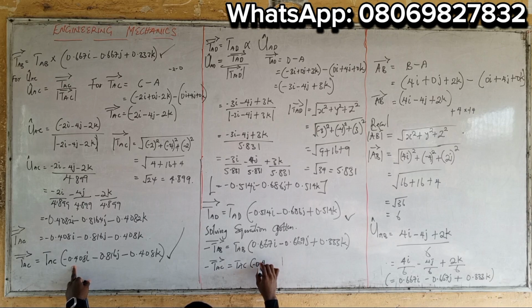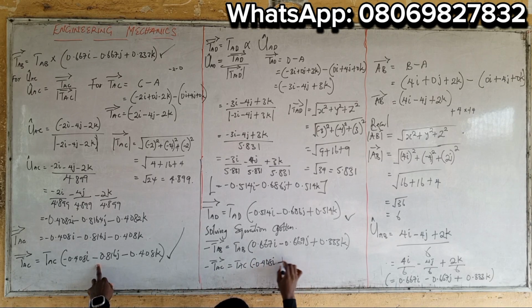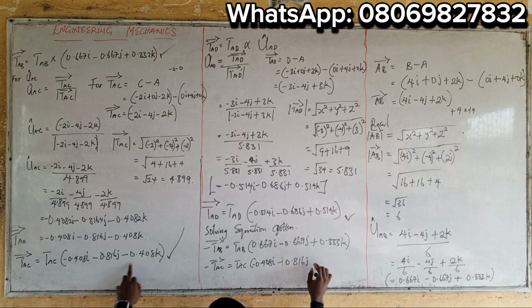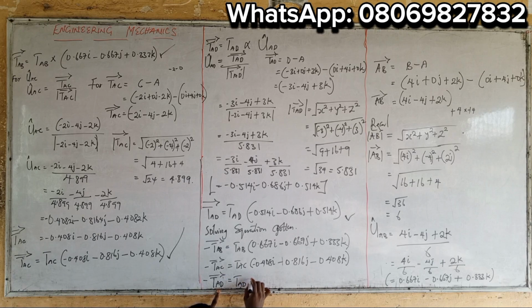0.4 minus 0.408i. The next one is minus 0.816j, while the last one is minus 0.408k. Now what's the last one? The last one is the position vector of what? TAD. And TAD will give us what? What's our TAD?